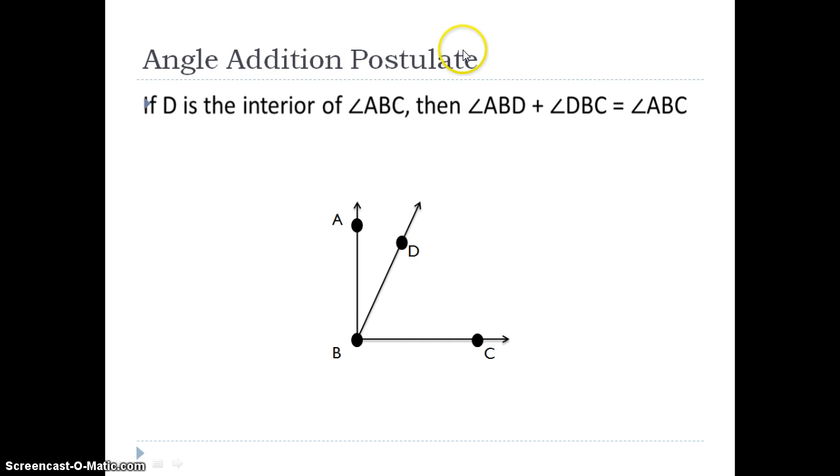Let's also review the angle addition postulate. If D is on the interior of angle ABC, then angle ABD and DBC are going to add up to angle ABC. You can add them together to get the bigger angle.